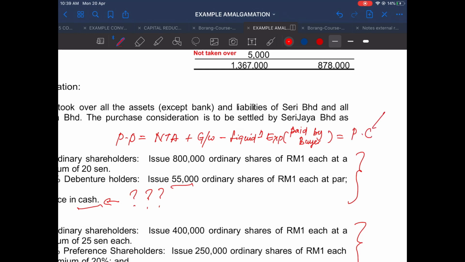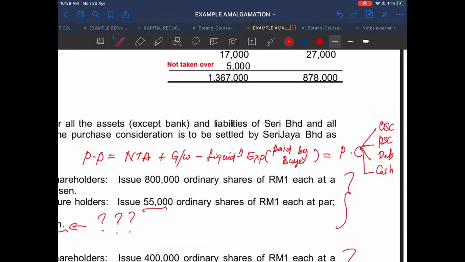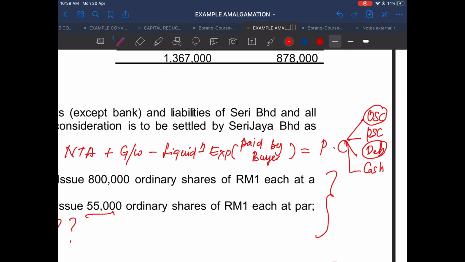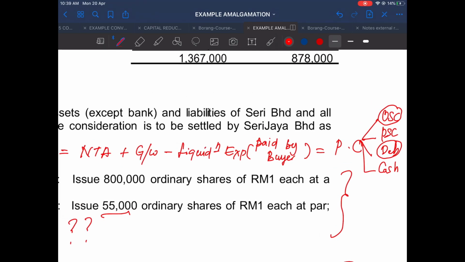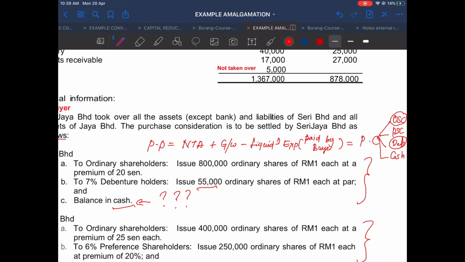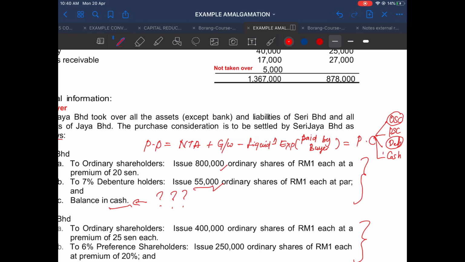So it could be in the form of ordinary shares, preference shares, debenture, and cash. Okay, so here in this situation they give you ordinary shares and debenture, because in Sri Berhad the parties involved are ordinary shareholders and debenture holders. Therefore, for purchase consideration, they already mentioned that they pay the ordinary shareholders 800,000 at par, and the 7% debenture holders 55,000 ordinary shares at par. That leaves you a balance in cash, which is not mentioned here.